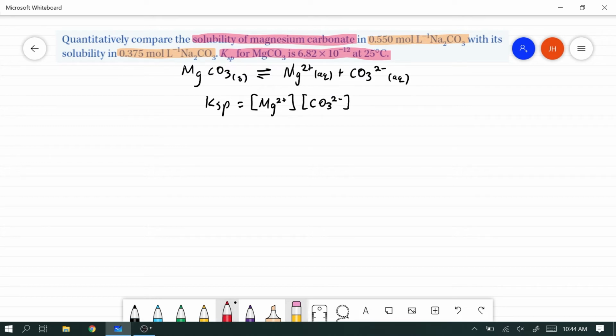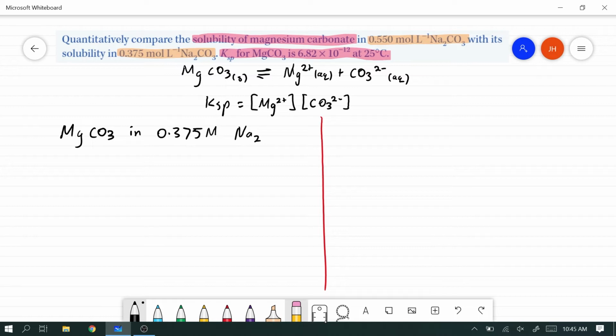So the first thing I'm going to do is split my page in half, because we're going to be doing two solutions for this one. On the left, we're going to do a calculation for magnesium carbonate in a 0.375 molar solution of sodium carbonate, as well as magnesium carbonate in a 0.550 molar solution of sodium carbonate.